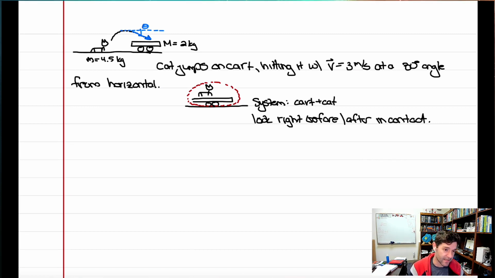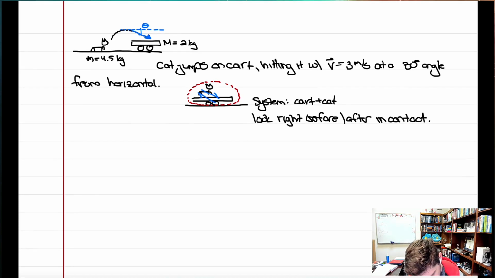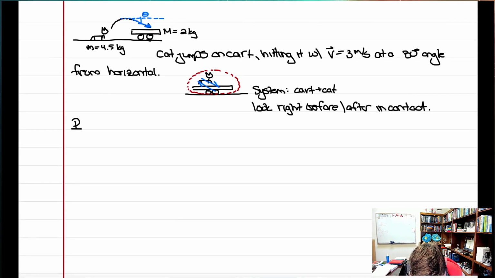We can, however, apply horizontal momentum conservation because there are no external interactions going on with the cat or the cart in the horizontal direction, because we're taking the floor to be smooth and frictionless. And there is an interaction between them, but again, that's all happening inside the system. Those horizontal components are all internal. So in this case, the x component of the total momentum is conserved.